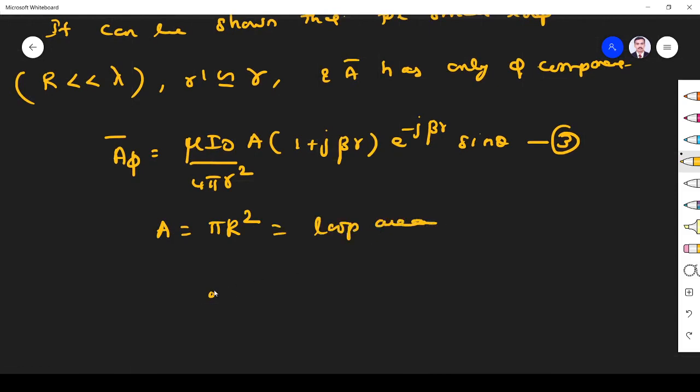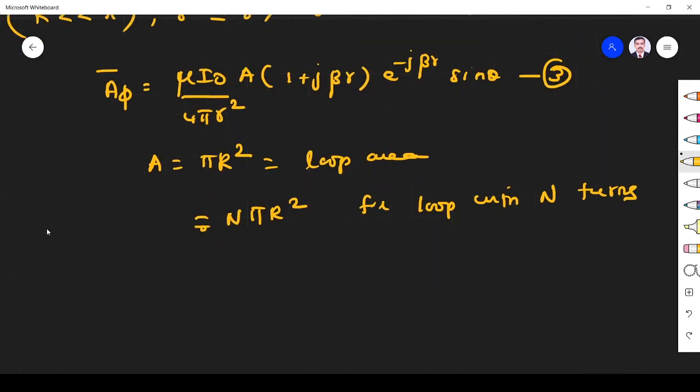Fine. So if our loop has n turns, then A is equal to n pi r square for a loop with n turns. Right? So this is the area. Please remember, A is equal to area. A vector is the vector magnetic potential.